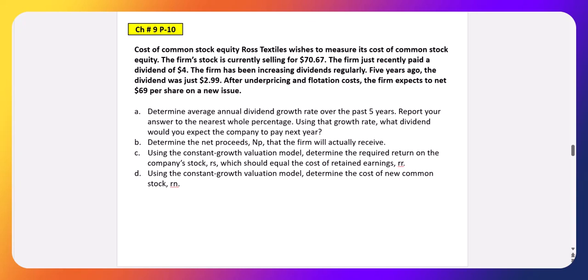Problem 10. The cost of common stock equity. Ross Tiles wishes to measure its cost of common stock equity. The firm's stock is selling at a price of $70.67. The firm just recently paid a dividend of $4. The firm has been increasing dividends regularly. 5 years ago, the dividend was $2.99. After underpricing and the flotation costs, the firm expects to net $69 per share on a new issue.